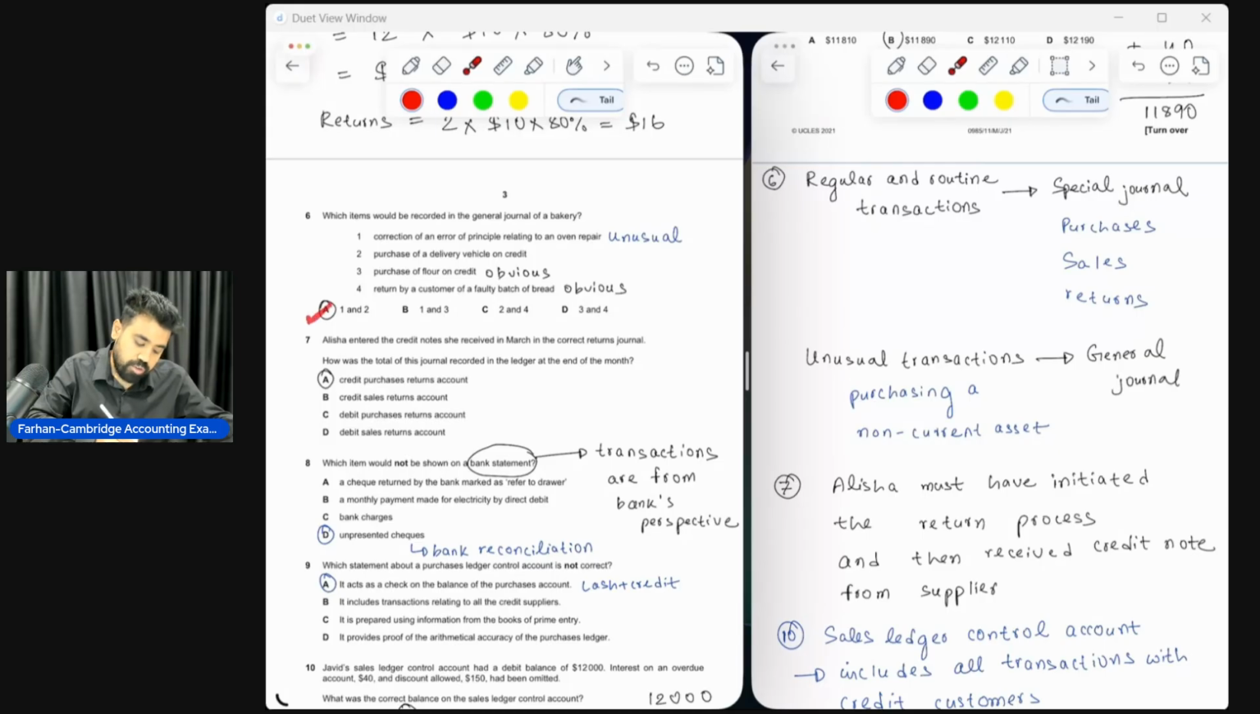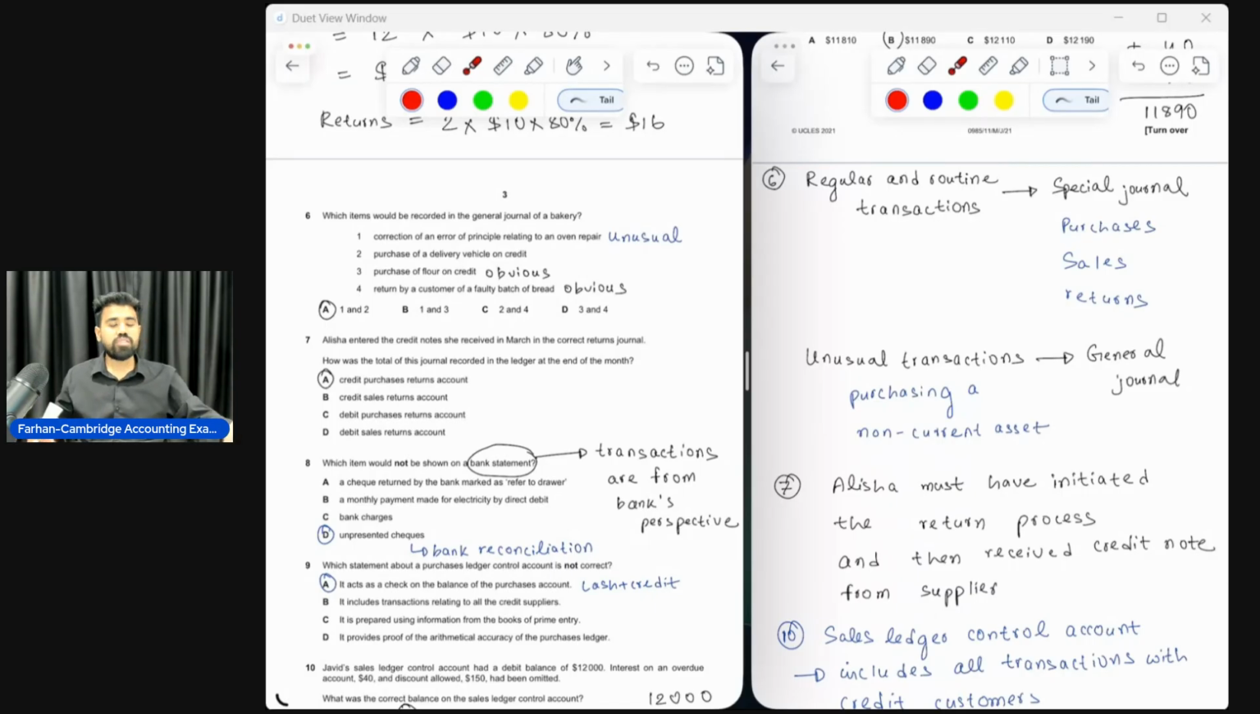But let's also have a look at statement 3. Purchase of flour on credit. Isn't that obvious, that we have a bakery business and flour is essential every hour to produce bread? Also look at statement 4. Returned by a customer of a faulty batch of bread. Again, this is referring to usual transactions of the business, which has to do with making bread, selling bread, and getting bread returned by customers. So again, this is obvious because bread is a highly perishable product.